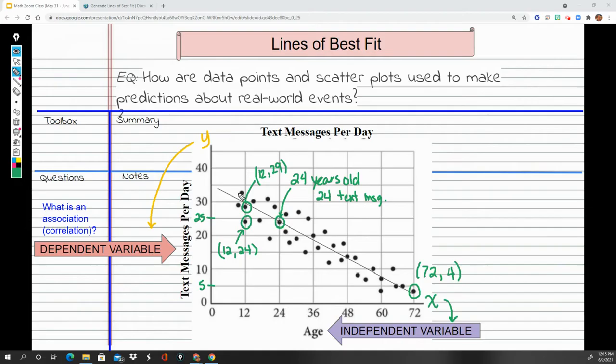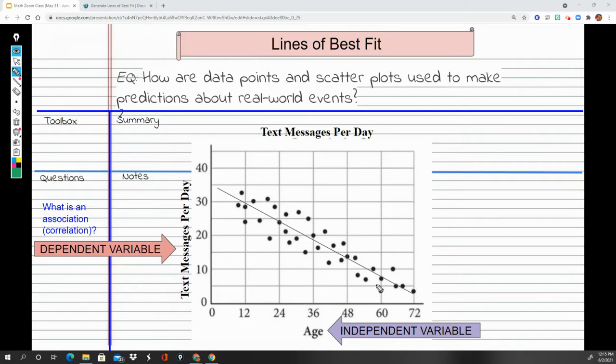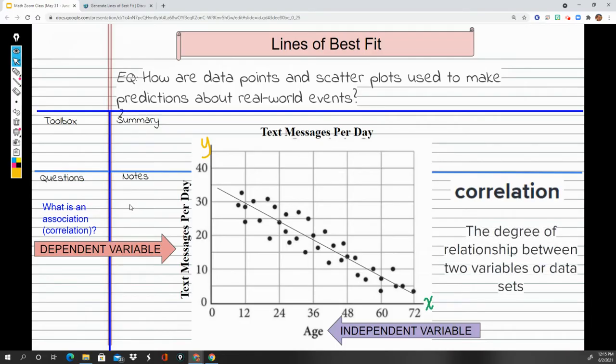Hopefully you're noticing that the trend seems to be downward. In other words, as X increases, Y, the dependent variable, decreases. So we call this relationship between the X and the Y, age and text messages in this case, a correlation. You also might hear me say association. They mean the same thing. It's the degree of relationship between two variables or data sets.